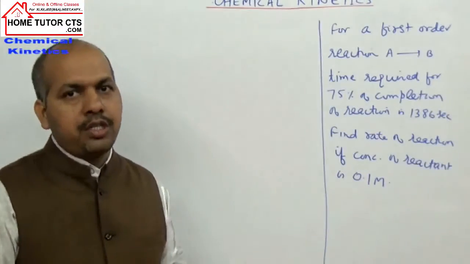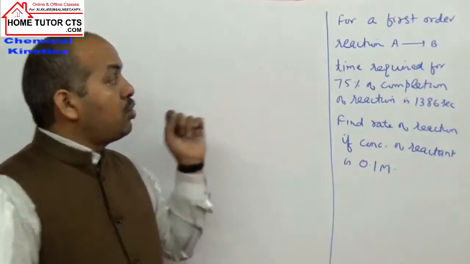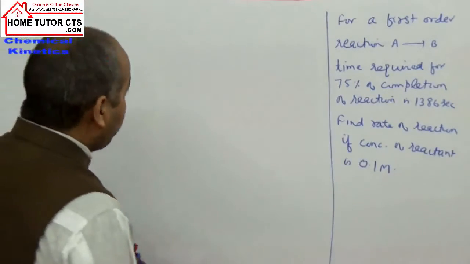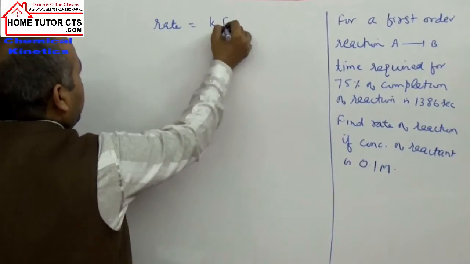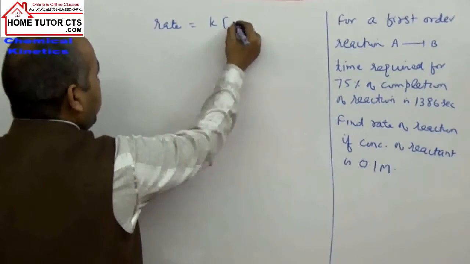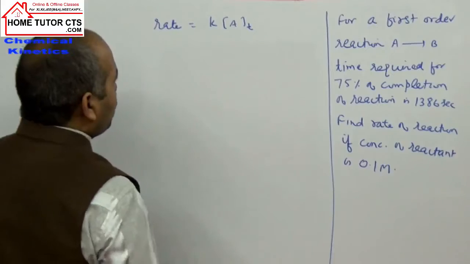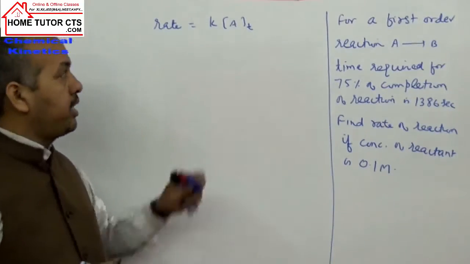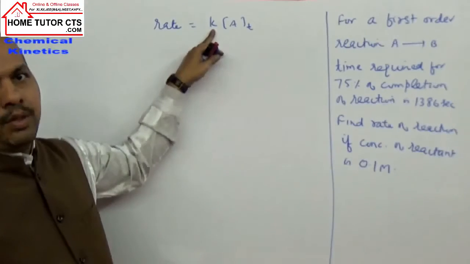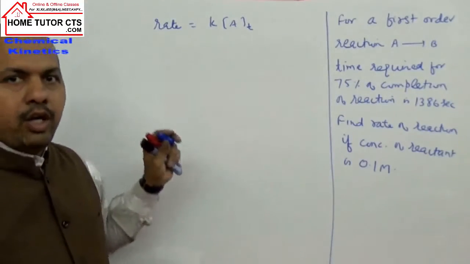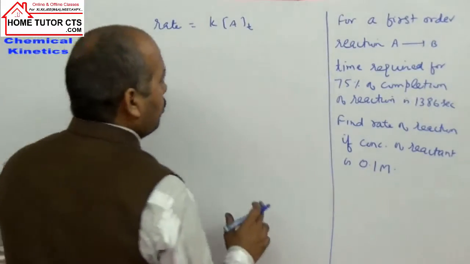You try this question yourself. हो गया? Now in solving this question for the first order reaction, what is the rate expression? Rate can be taken as K into concentration of reactant at the given time t. So for calculation of rate of reaction in this case, we first require the value of the rate constant. So let us start with calculation of the rate constant.